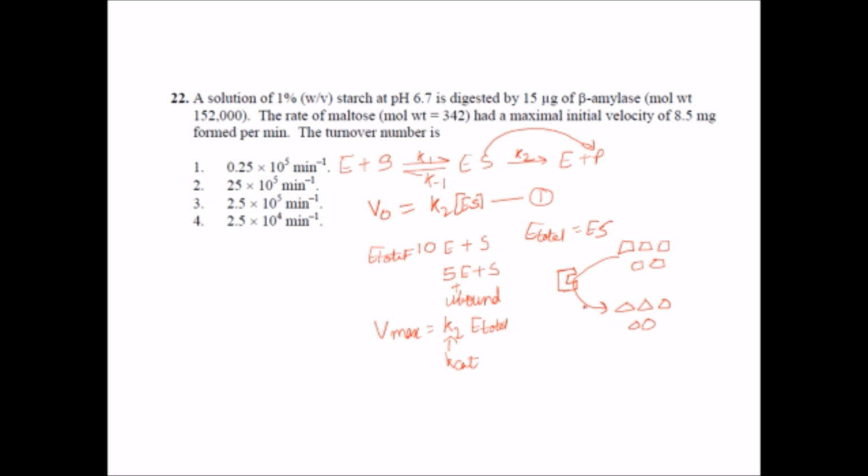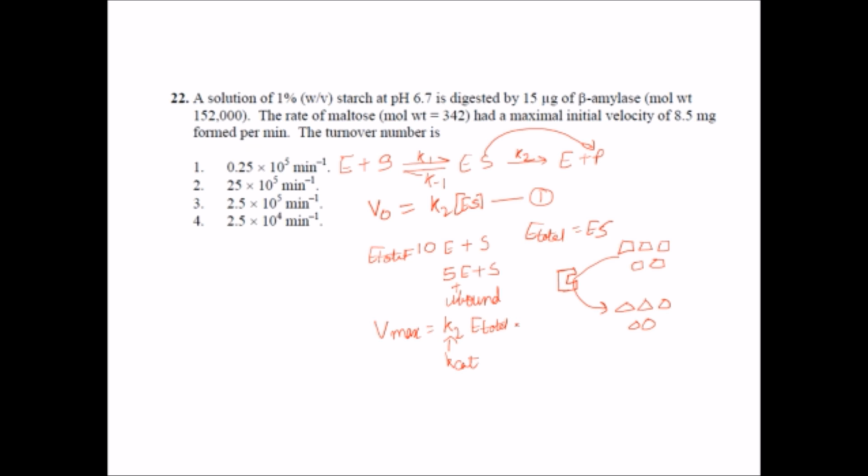Okay, now come to the question. As per the question, the solution of 1% starch at pH 6.7 is digested with 15 microgram of beta amylase having the molecular weight 125,000. This is the total amount of enzyme. And the rate of maltose formation had a maximum velocity of 8.5 milligram formed per minute.